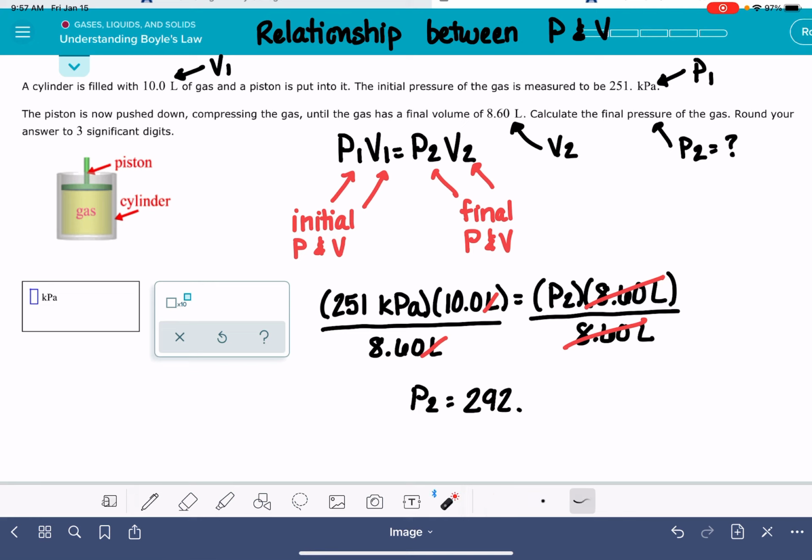ALEKS wants this to 3 significant figures. The units that we're getting from this problem are kilopascals, and the last thing that we should do is just double check to make sure that that is consistent with the units that ALEKS wants the answer to be expressed in.